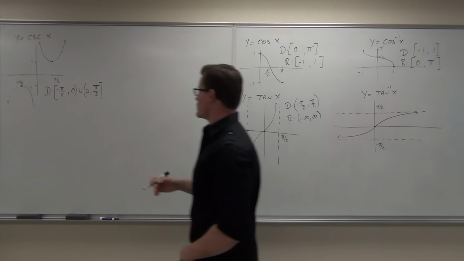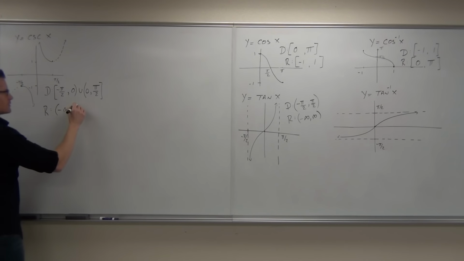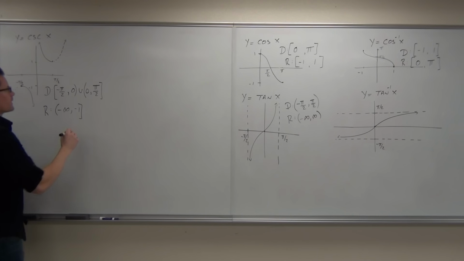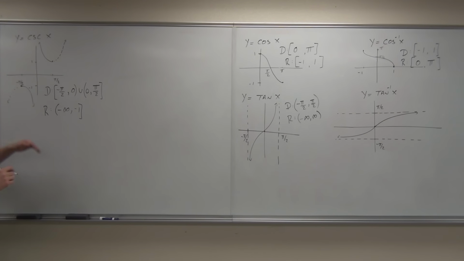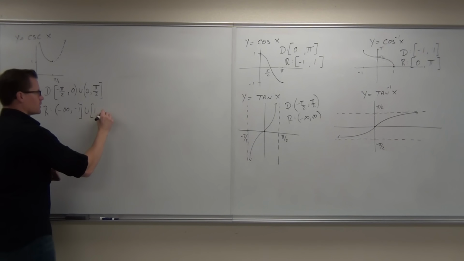Now, let's talk about the range. I'll give you negative infinity. I like the negative infinity. Negative infinity up to where do we stop? Negative 1. Can we actually get the negative 1? Yes. Now, is there anything between negative 1 and 1? No. So we got to pick this thing back up again at 1 and go to positive infinity.